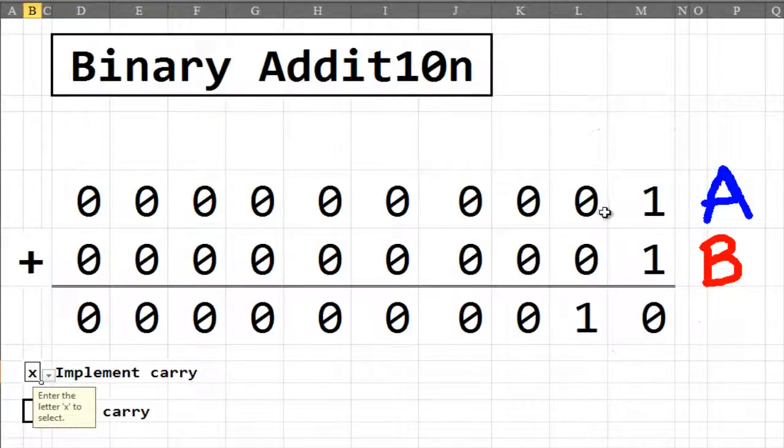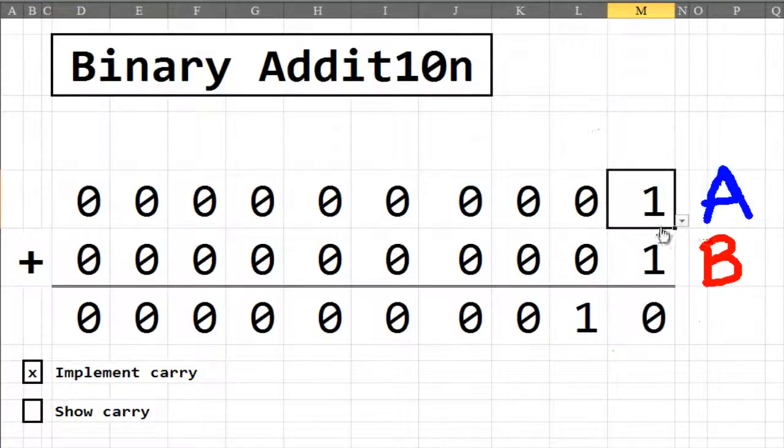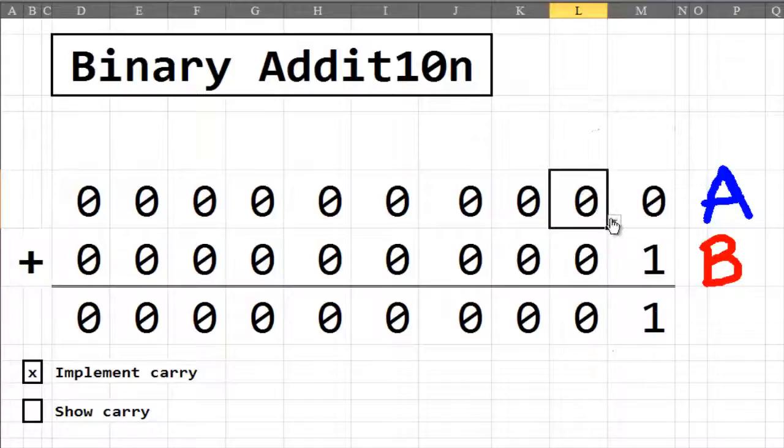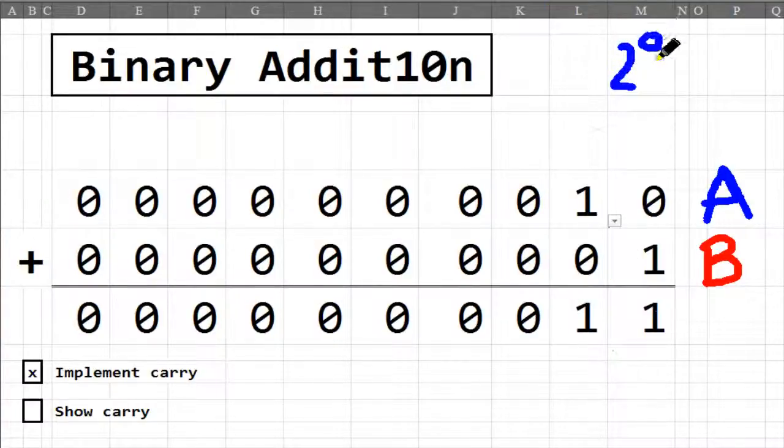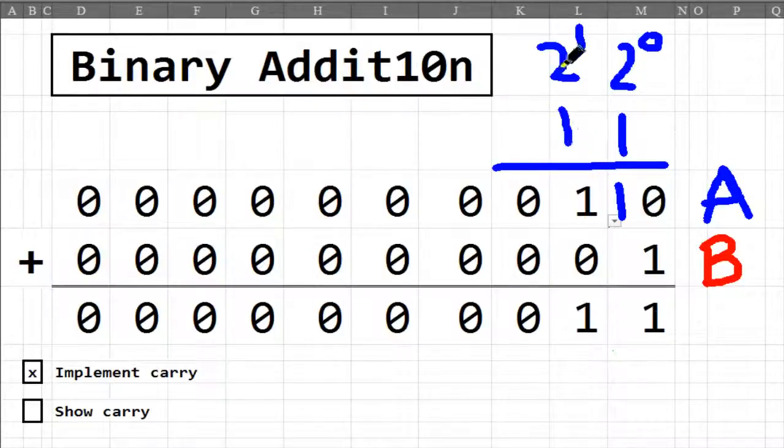What if we were to add 2 plus 1 or 1 plus 2? It doesn't matter what order. So let's give A the number 2, which is 1, 0 in binary, plus 1 equals 3. And we're going to check our answer. 0 plus 1 is 1. 1 plus 0 is 1. And 3 in binary, 2 to the 0 is 1, times 1 is 1. 2 to the 1 is 2, times 1 is 2. And you add that together, 2 plus 1 equals 3.